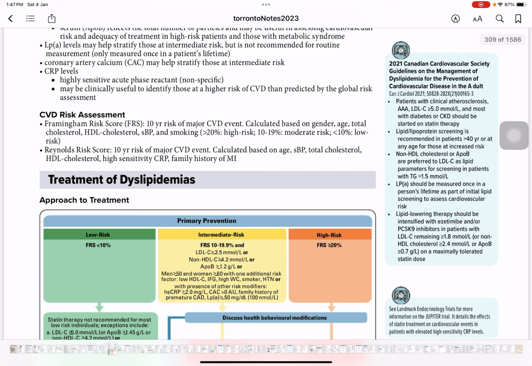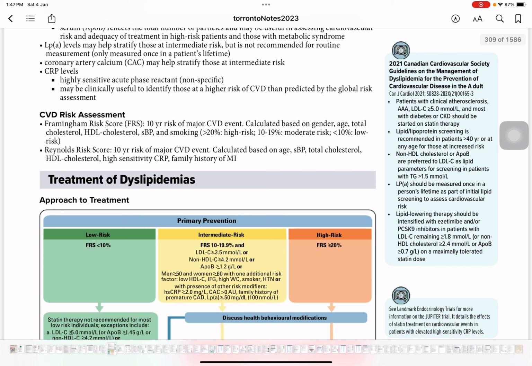That makes sense. Lipid and lipoprotein screening is recommended in those more than 40 years, and at any age for those at increased risk. And who are at risk? Let's say those with familial hypercholesterolemia, where the family has genetic disorders. Non-HDL cholesterol and ApoB are preferred to LDL-C as lipid parameters for screening a patient with triglyceride more than 1.5. Lipoprotein(a) should be measured once in a patient's lifetime as part of initial lipid screening to assess cardiovascular risk.